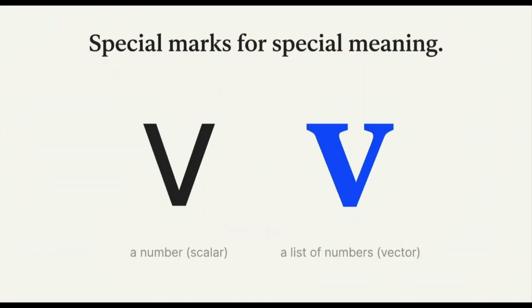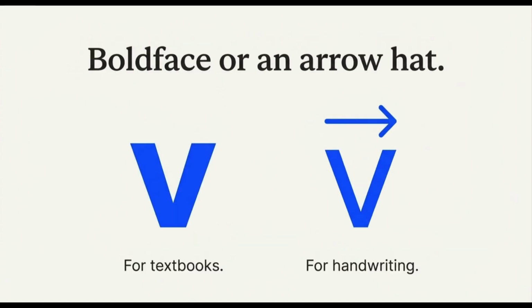Notation matters. A lowercase v usually means a single number, a scalar. An uppercase or bold v signals something different, a vector, a list of numbers with direction and structure. These visual cues help you immediately know what kind of object you are working with. In textbooks, vectors are usually written in bold. In handwriting, we often add a little arrow on top. Different styles, same idea. Whenever you see that arrow or bold symbol, your brain should switch modes. This isn't just a number, it's geometry.